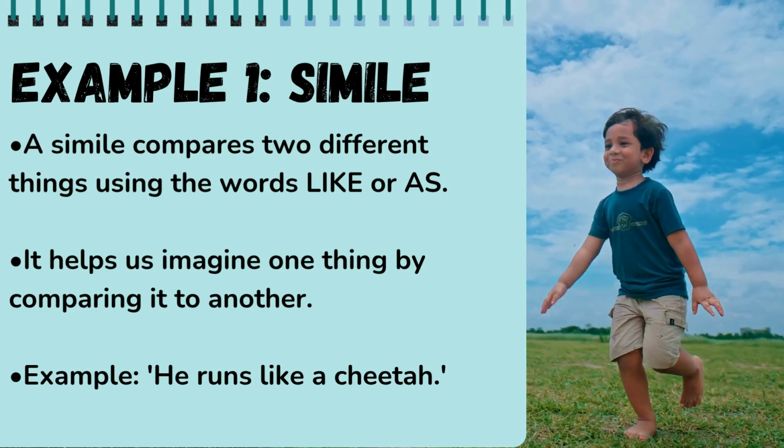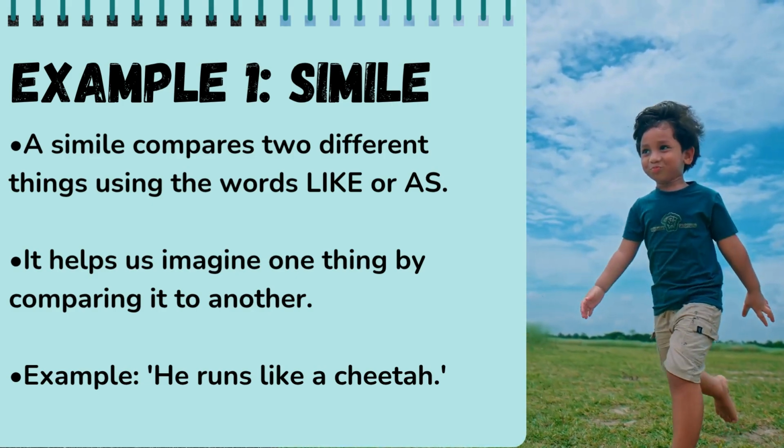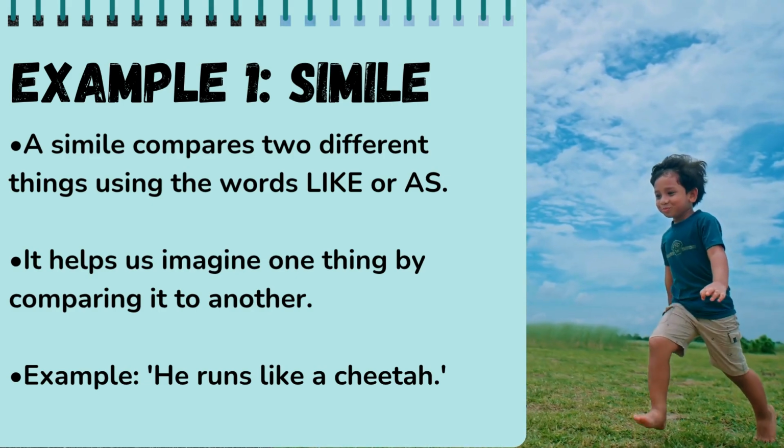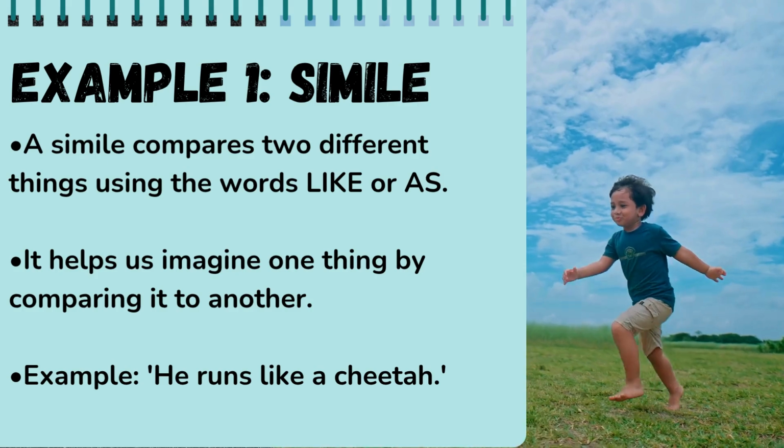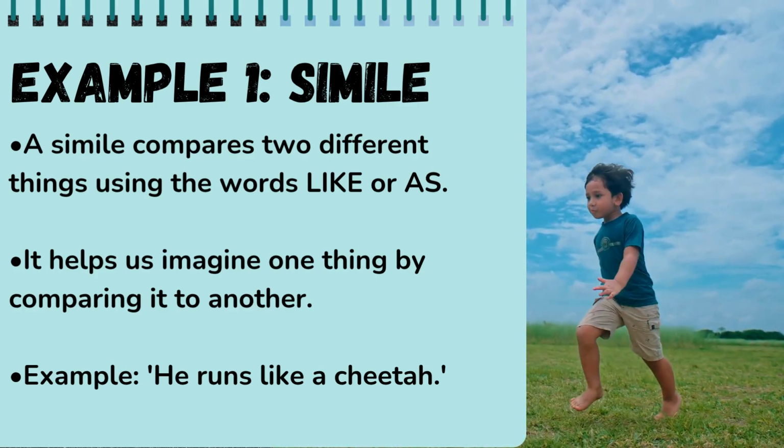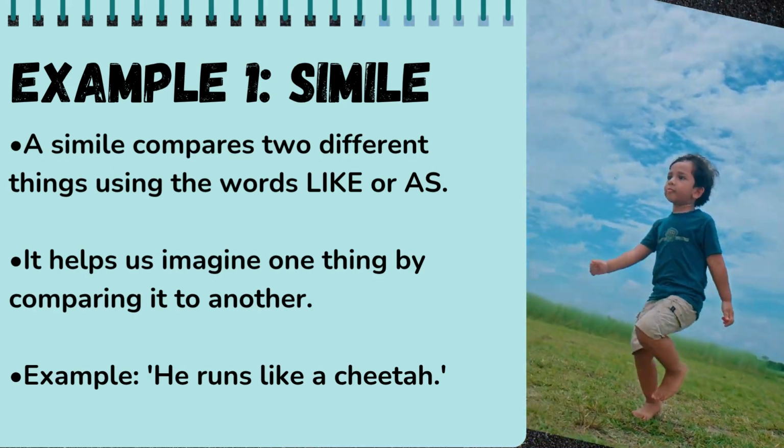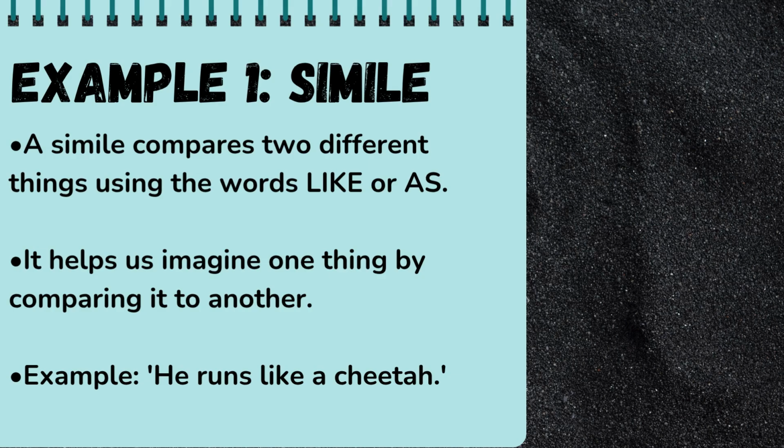One type of figurative language is called a simile. A simile compares two different things using the words like or as. For example, he runs like a cheetah. This doesn't mean he's actually a cheetah, it means he runs very fast. Similes help us create vivid pictures.